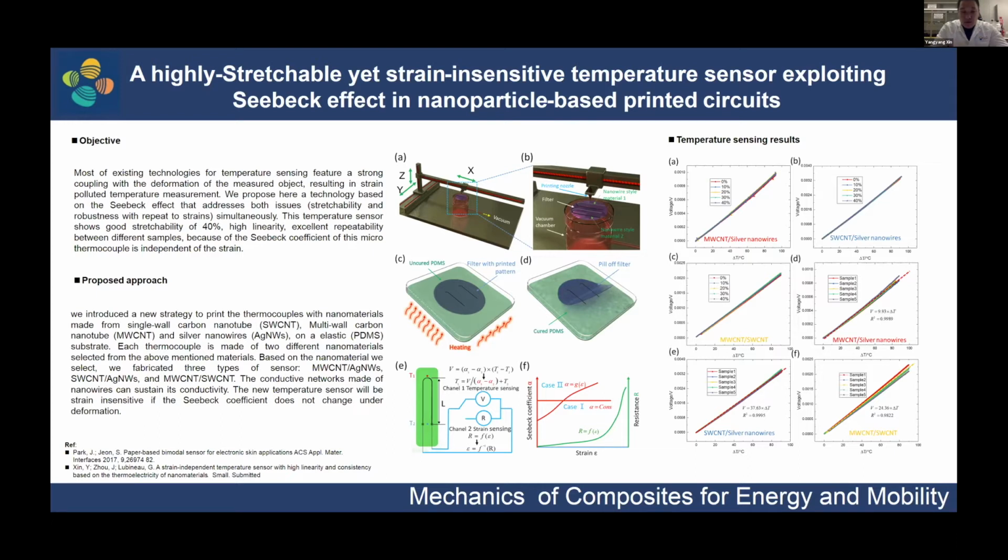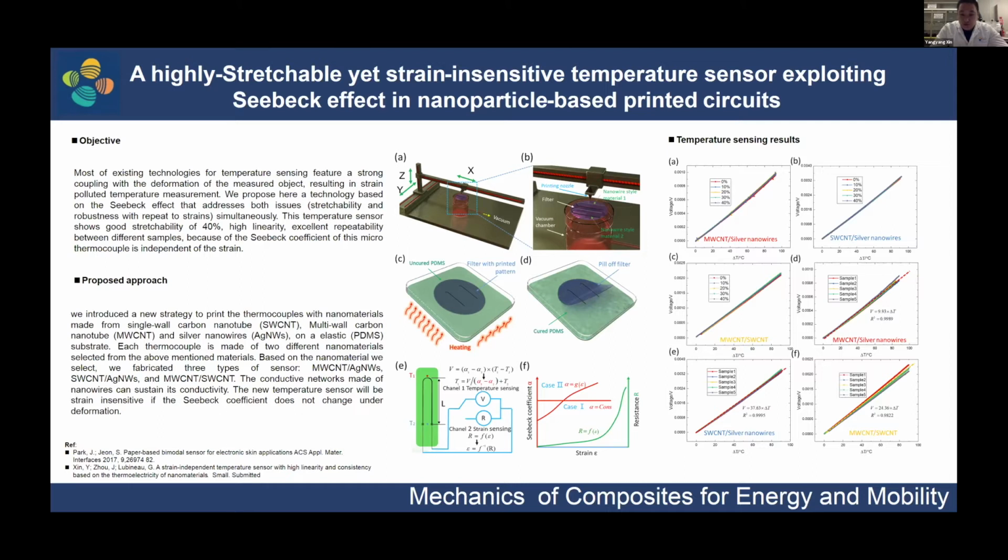We use an ink printer to print the nanomaterial solution onto a nano filter, and then we transfer the printed U-shape sensing layer to the PDMS substrate. Then we remove the filter, leaving just the PDMS and the nanomaterial we printed.